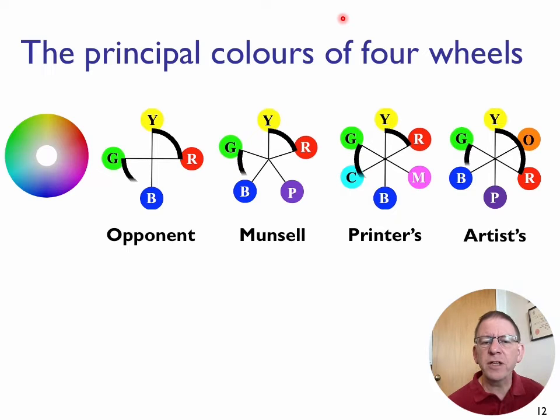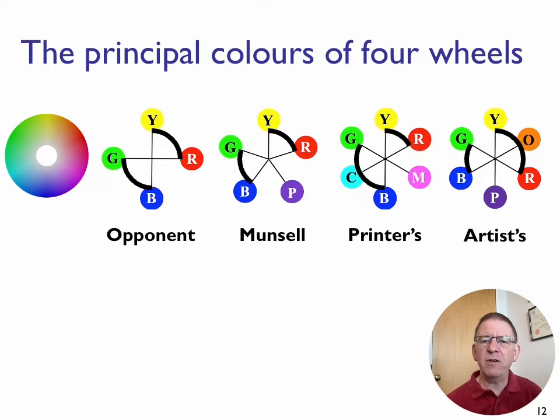The angle from green to blue also varies by the same amount. So the green to blue range is squished in the artist's colour wheel, it's a bit bigger in Munsell's colour wheel, bigger again in the opponent colour wheel, and it's at its biggest in the printer's colour wheel. It's as if the colour wheel is made of rubber and we stretch it in different ways.